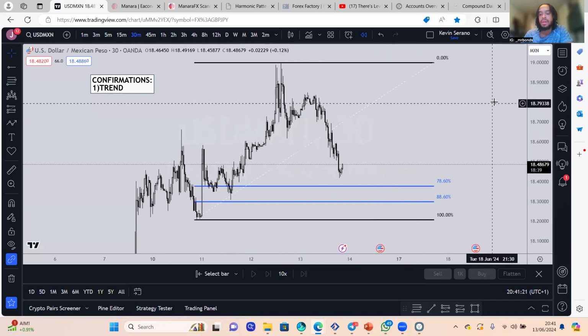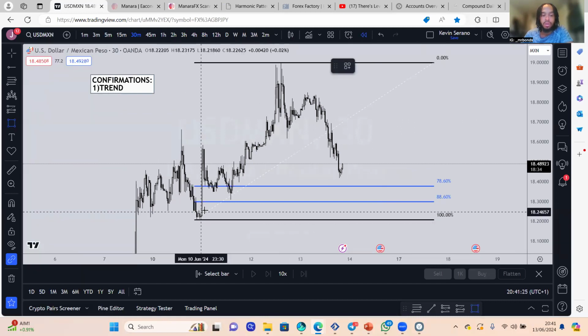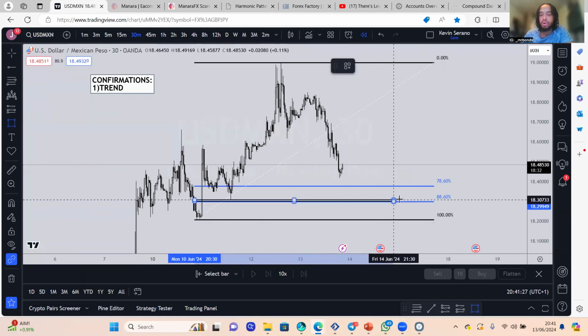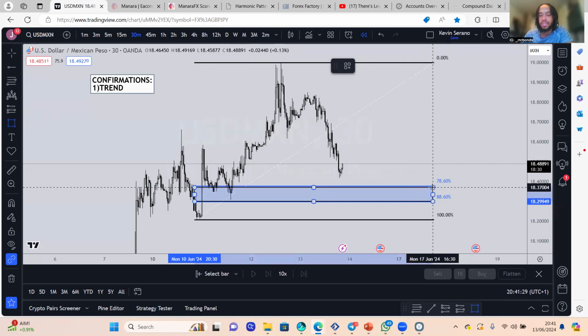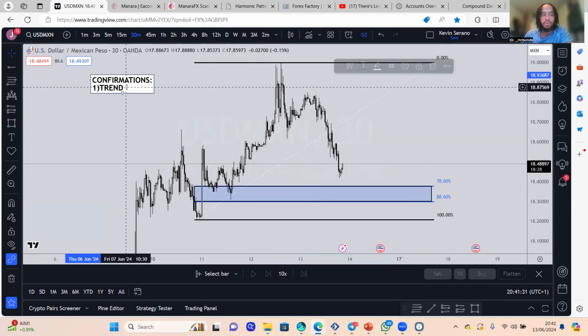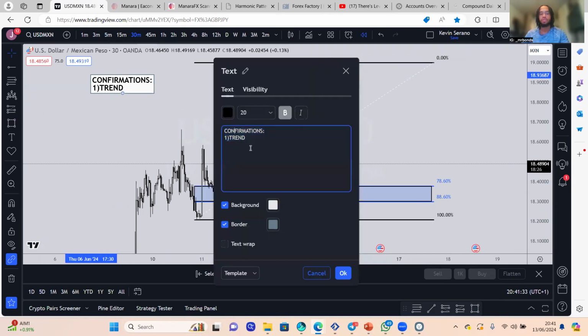Now, when it comes to discount, no matter how rich you are, everybody loves getting a bargain. You can draw a box from your 88 and your 78 zone area. If you go off confirmations, you've got your trend, so you're looking for buyers. The fact that it's a buy is one confirmation. The second confirmation, this is not in order, is that we have our fibs drawn out.